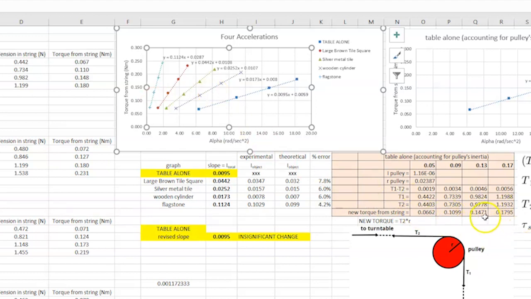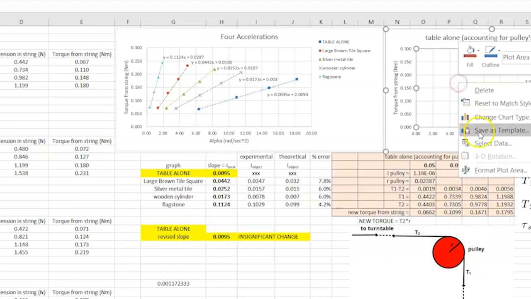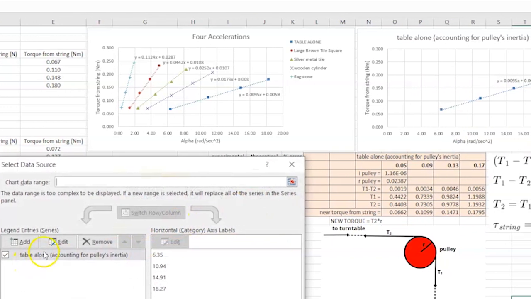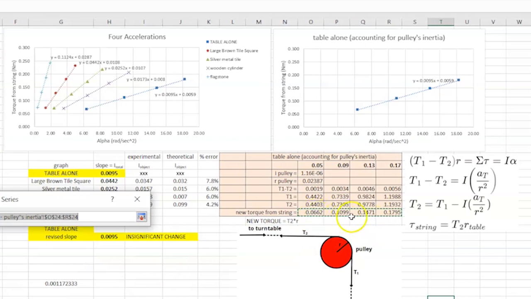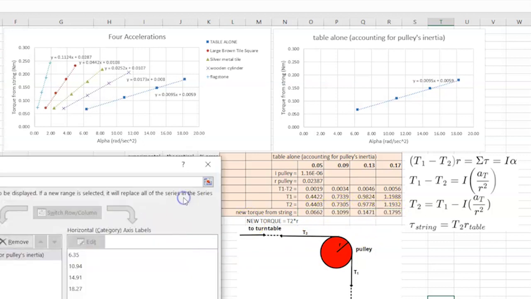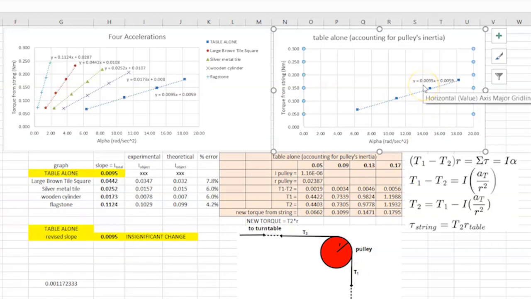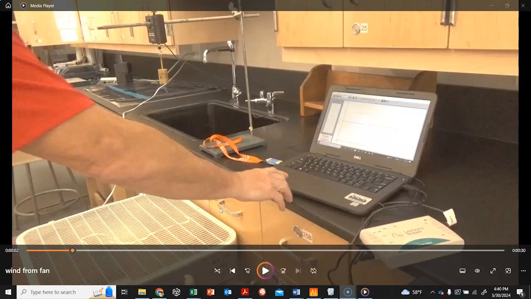How much effect does that have, though? Let's go here and make a new graph. So you can see here my Y values for this new graph now are right here, those new values of torque from the string. And so when I use those, here is my new graph, and the slope is 0.0095. No different, at least to that many decimal places, for the slope of the line and the inertia of the table. Another common response for causes of error was we failed to take into account air resistance.